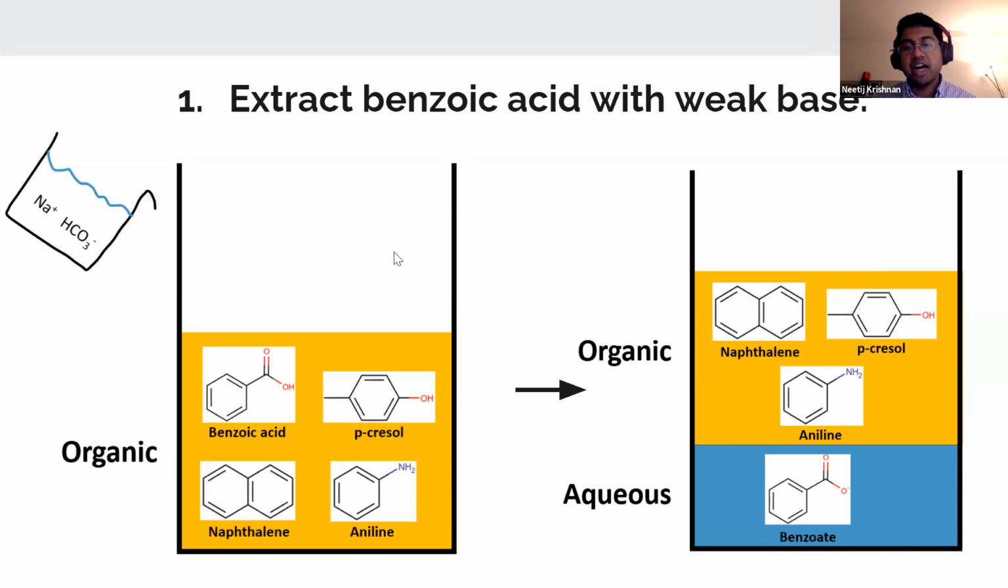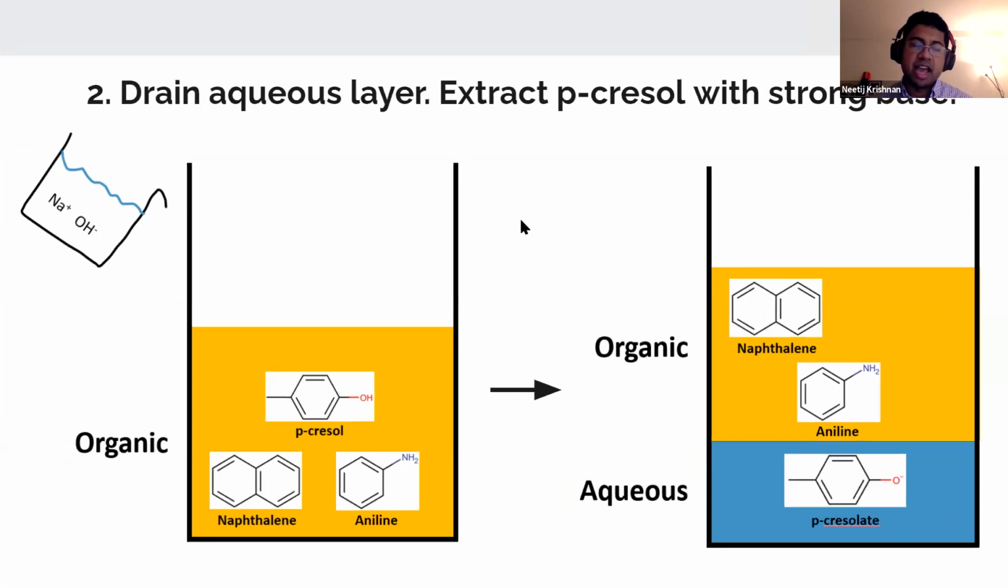Okay, so we've drained out the benzoic acid in the form of benzoate. Now we've got 3 molecules in the organic layer, so we can address P-cresol next. It is a very weak acid that we can remove into the aqueous layer by deprotonating it with a strong base, something like NaOH. It then moves to the aqueous layer, and then we can drain that out.